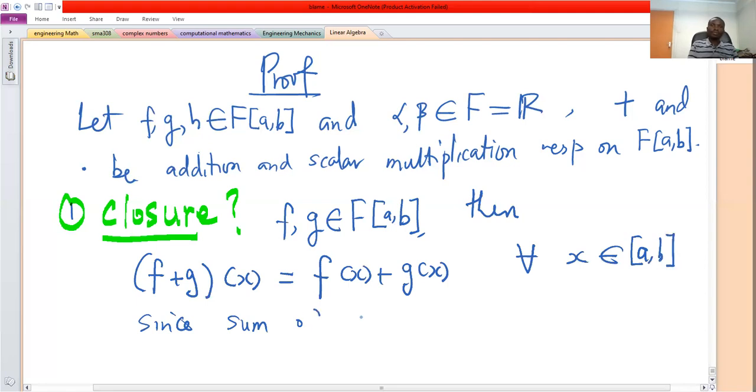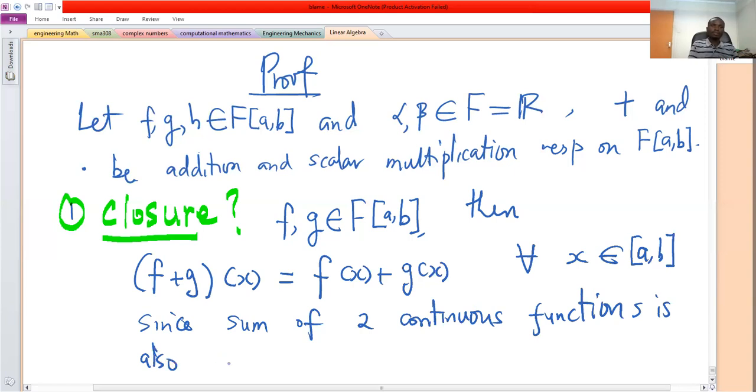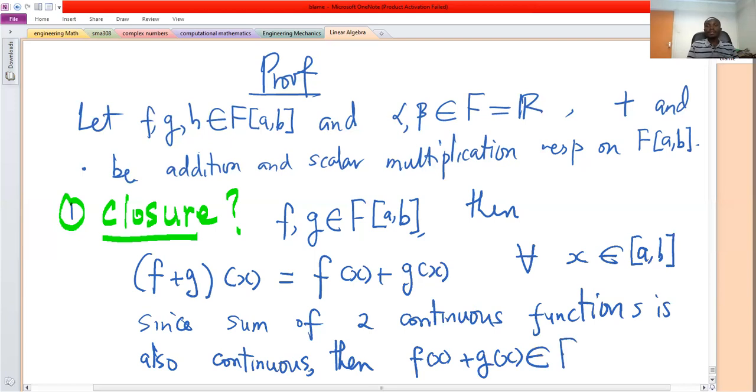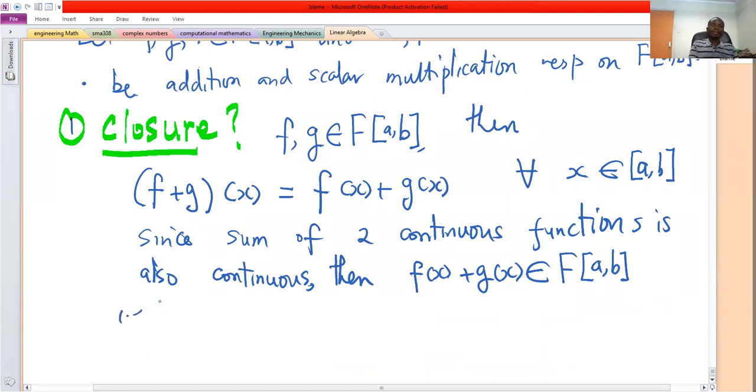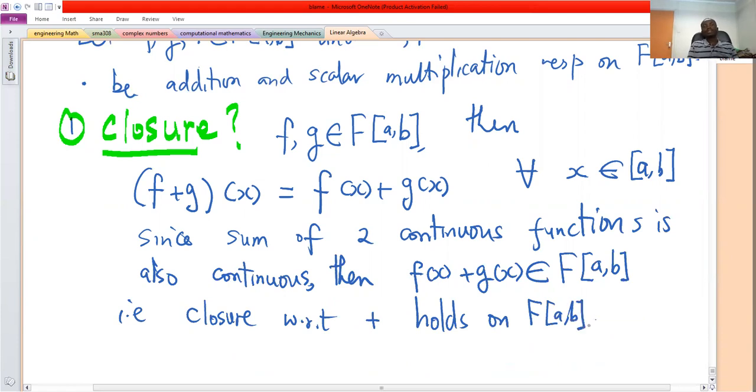So since the sum of two continuous functions is also continuous, then f of x plus g of x must be in the set F. That is to say, closure with respect to addition holds on this set F. So that's the first property done.